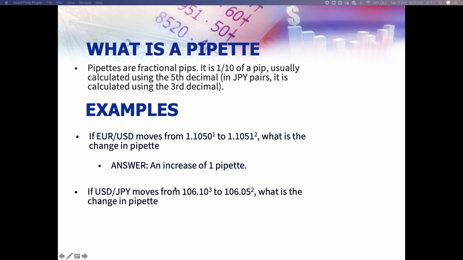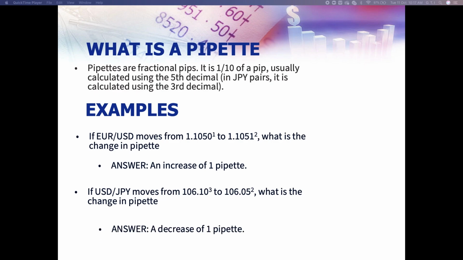So if USD/JPY moves from 106.103 to 106.052, what is the change in pipette? Looking at the third decimal number, right? So after the decimal point, 1, 2, 3. So the 3 here is the pipette, right? So what is the change?